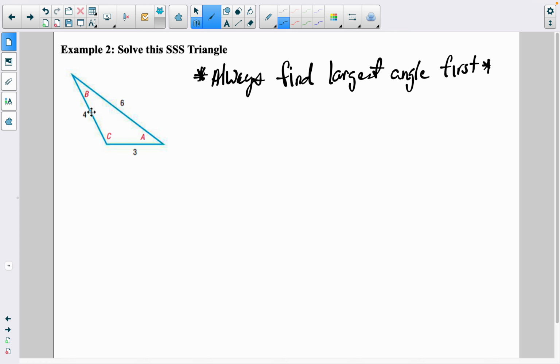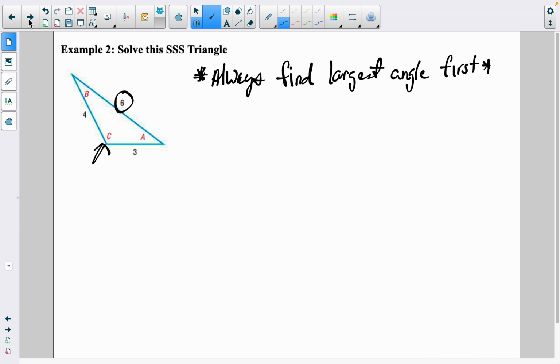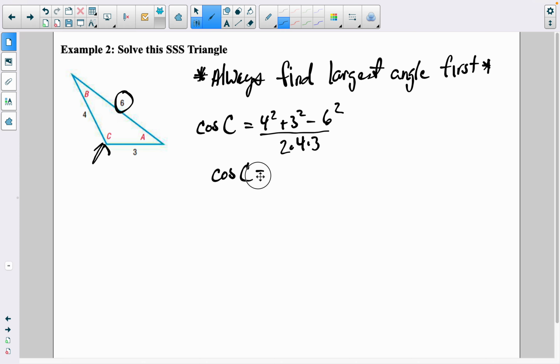Okay. And so in this problem, we see that 6 is the largest side. So C is the largest angle. So I'm going to use that. I'm going to use my second formula here. Cosine C equals, and again, remember the structure, I need the side opposite. That is my C value in that equation. So I know cosine C is equal to 4 squared plus 3 squared minus 6 squared all over 2 times 4 times 3.